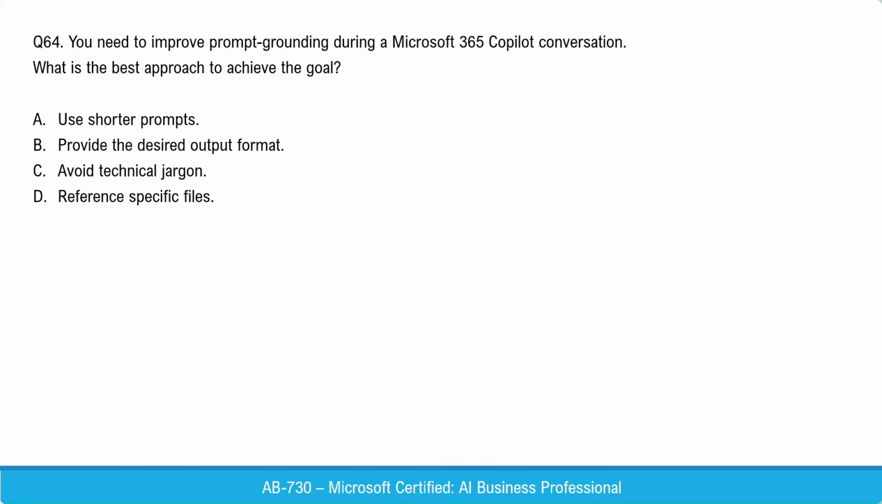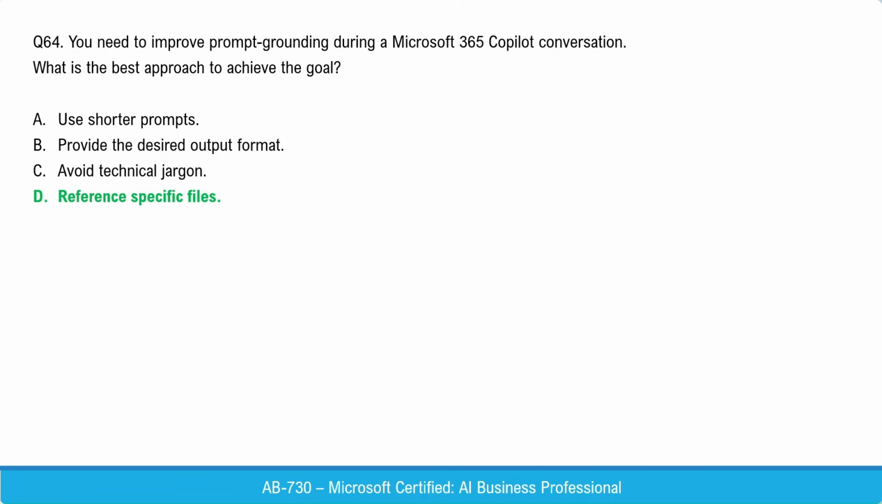Next question. You need to improve prompt grounding during a Copilot conversation. What is the best approach to achieve the goal? And your options are use shorter prompts, provide the desired output format, avoid technical jargon, or reference specific files. And the correct answer is option D, reference specific files.